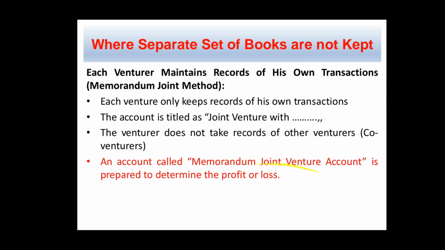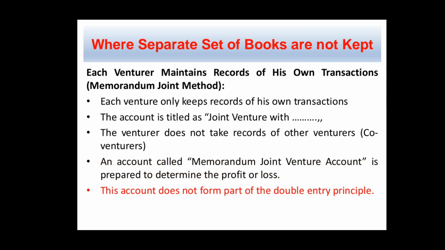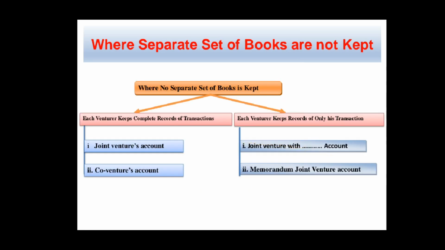And this account is called a memorandum account because the account does not form part of the double entry principle. So it is a memo, that is, a single account just to determine the profit and their own share of profit from the joint operation. It does not form part of the double entry principle, and that is the reason why it is called a memorandum account.